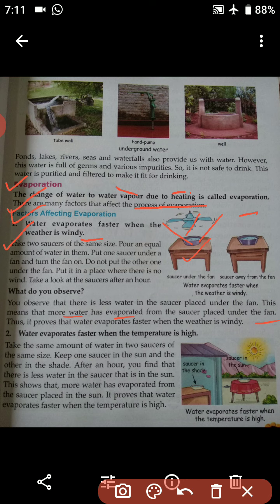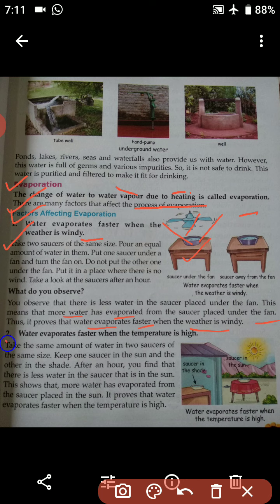Okay students, so the saucer that is placed under the fan will evaporate a greater amount of water because it is under the fan. Thus it proves that water evaporates faster when the weather is windy.